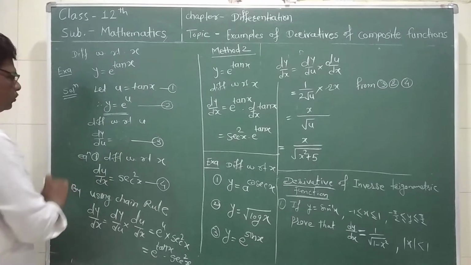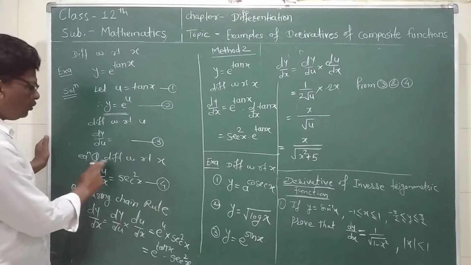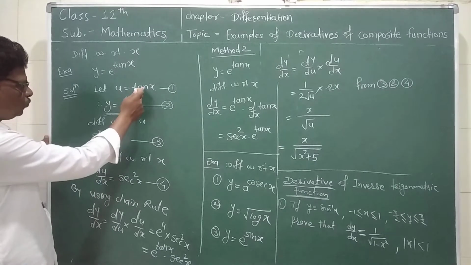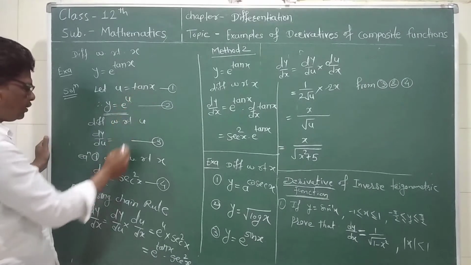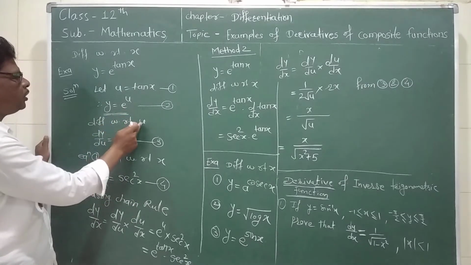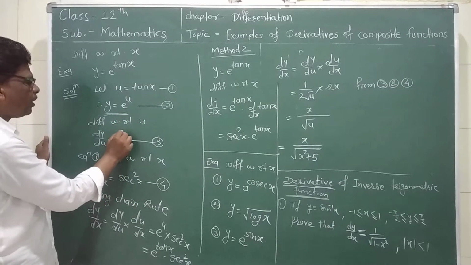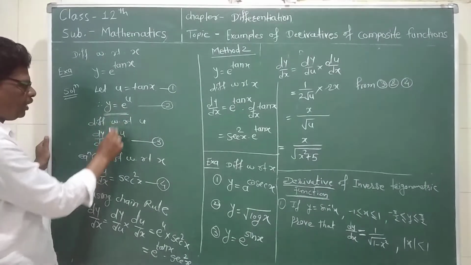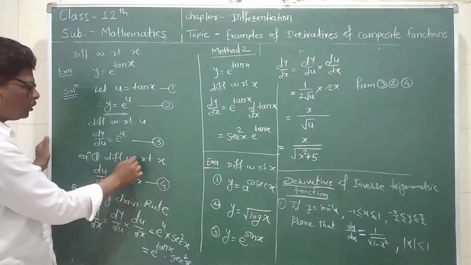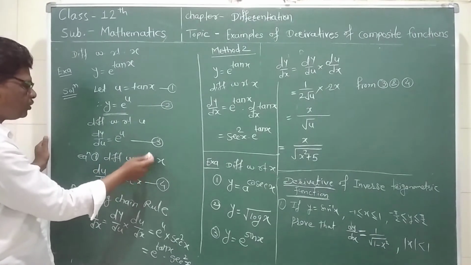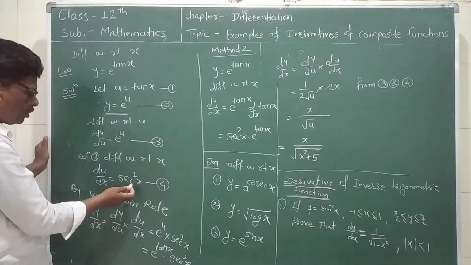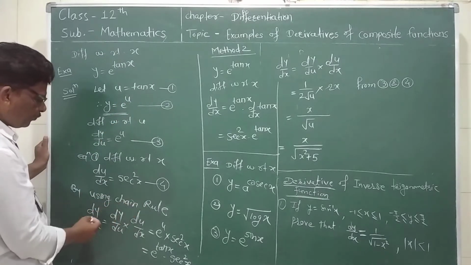Here we have to write equation 1 and differentiate with respect to x. So u equal to tan x, and differentiating e to the power u with respect to u is e to the power u, same as e to the power x differentiated is e to the power x. Differentiate with respect to x equation 1. So the derivative of tan x is sec square x.